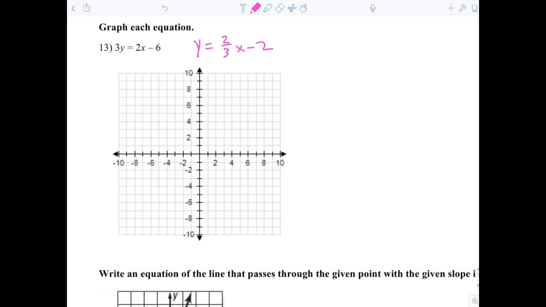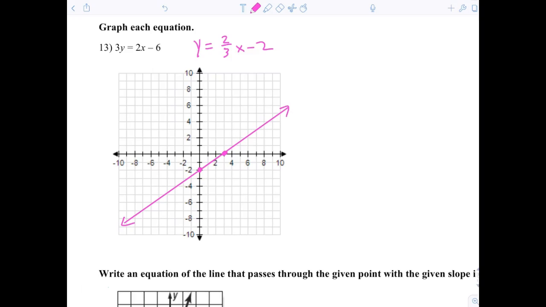And so what do I do now? Who's going to tell me how to graph? Go. You do the first point at the -2. Good. And then go up 2 and over 3. Beautiful. And then you're going to graph that line. All right, any questions? Yes.